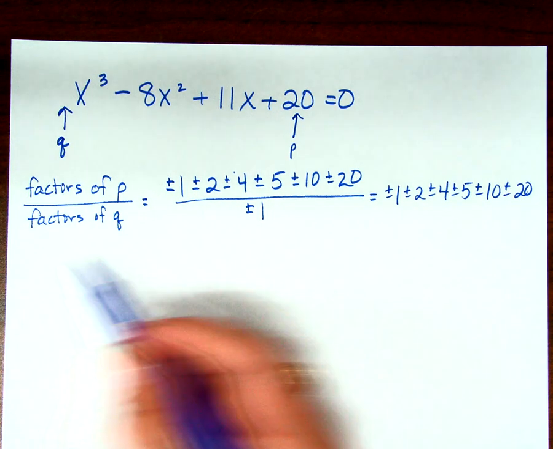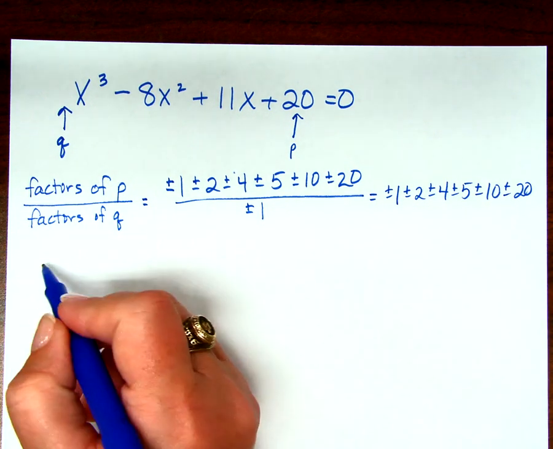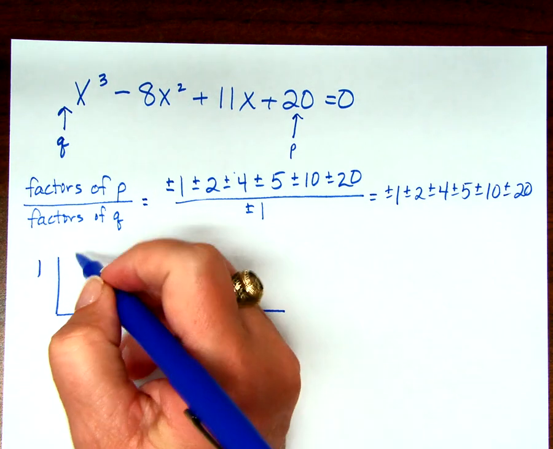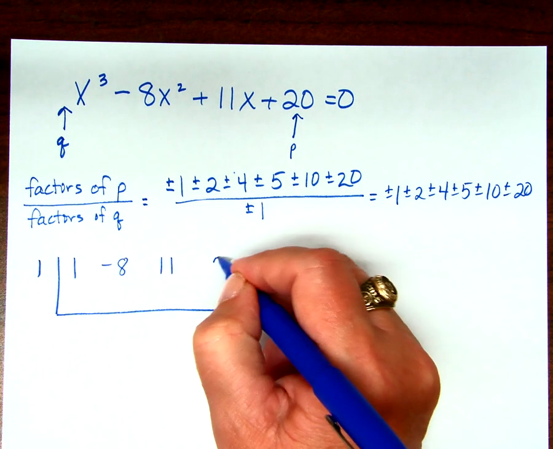So let's start with synthetic division with 1. Is everybody okay if we start with 1? Okay, 1. I'm going to do synthetic division. 1, negative 8, 11, 20.